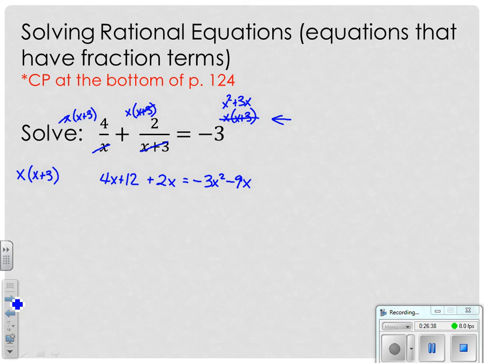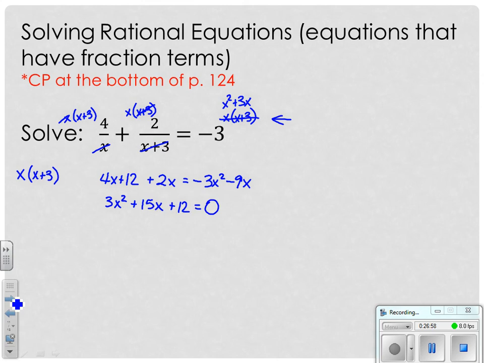Now let's get our stuff all together. The negative 3x squared is still coming over. But now my negative 9x comes over and combines with my 4x and my 2x. So 15x all together, and there is only one constant. That 12 is by itself. All right, that matches my notes.